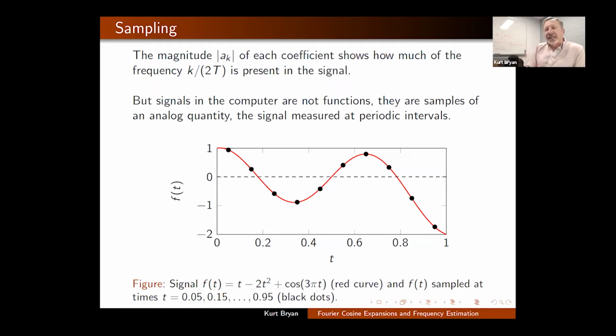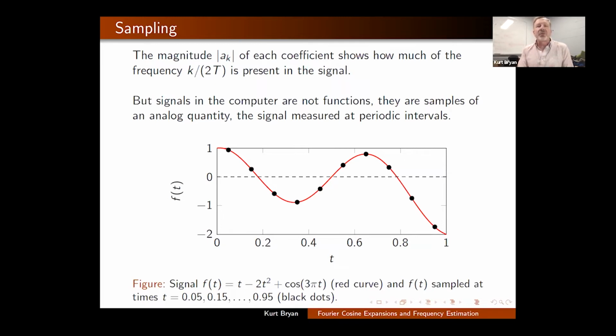So that's illustrated in this picture right here. In red is, if you will, the real world analog signal out there. And the black dots represent samples of this signal, in this case every tenth of a second. So the signal is sampled at time 0.05, 0.15, 0.25, 0.35, et cetera, up to time 0.95, 10 samples taken every tenth of a second. That's what we have to work with when we want to do this Fourier cosine analysis.